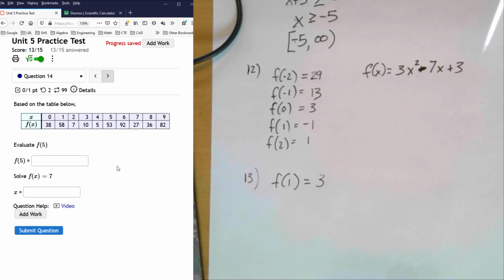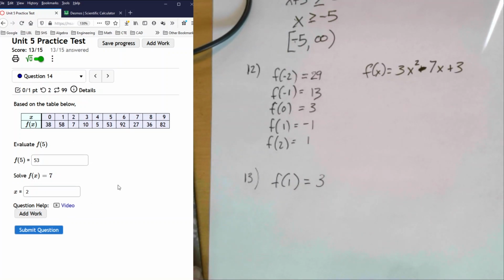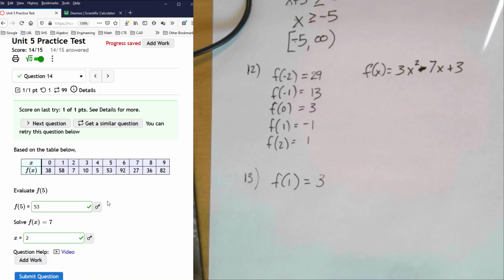Number 14, they ask us to look up some values in this table. First of all, they want to know f of 5. So this means when x is 5, what is y? So I look over here where x is 5, that's right there. And when x is 5, the y value is 53. So that's going to be 53. The second one, they want to know where the y value is 7. So I'm going to look up here at the y values, f of x when it's 7, right? My x value is 2. So my x value here is going to be 2. So that's just looking at these values.